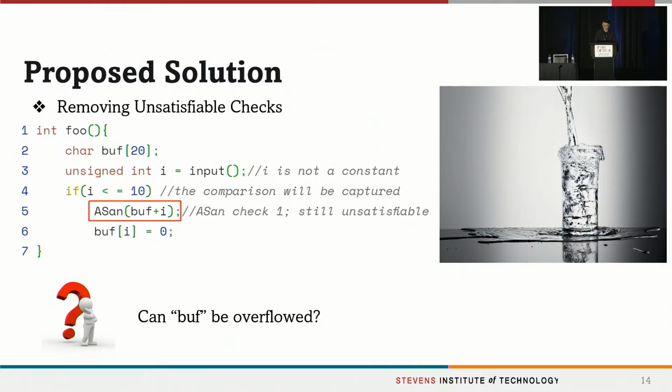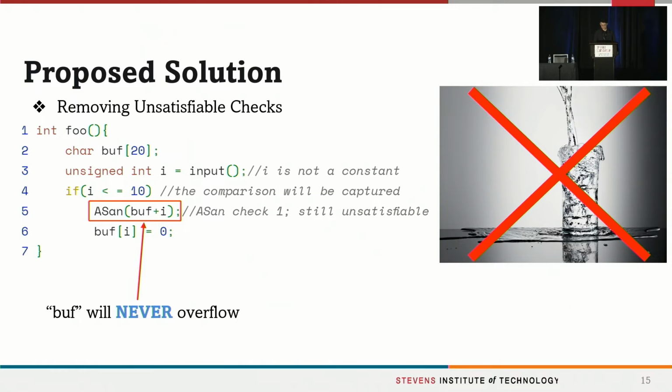Now I'm going to talk about the details of our proposed solution for optimizing address sanitizer. First is removing unsatisfiable checks. Let's see an example together. On the left side, we have a buffer with size 20 in line 2. We then try to access the i position by indexing into the buffer. So can this buffer be overflowed?